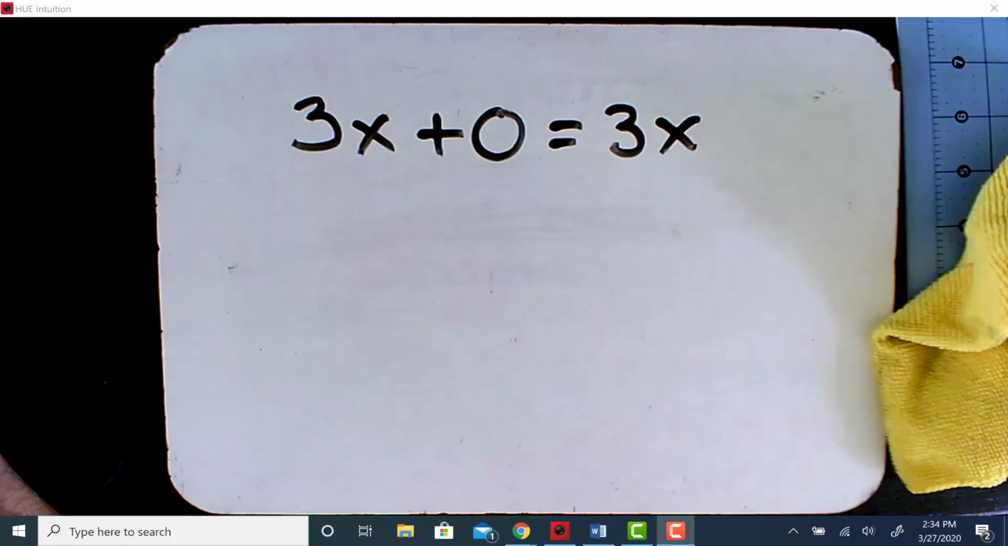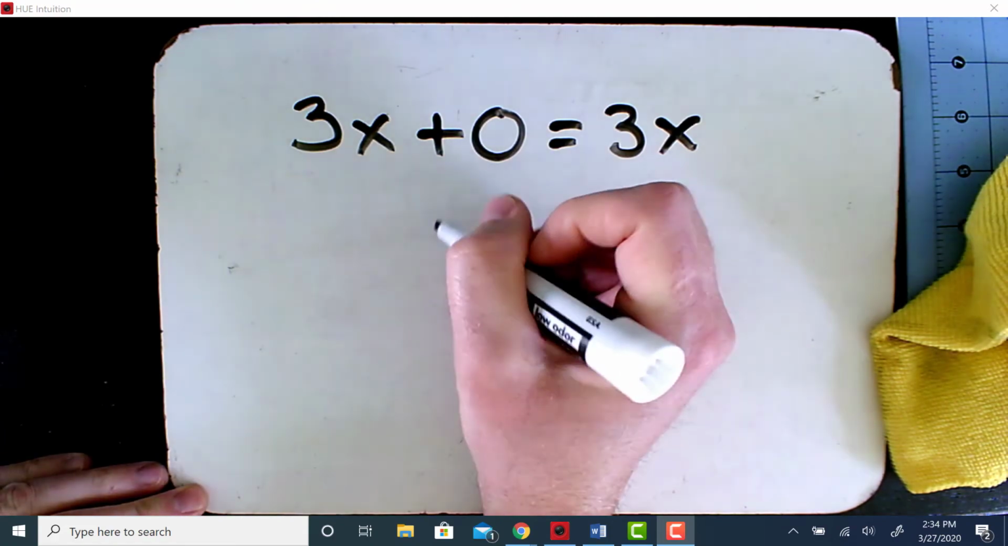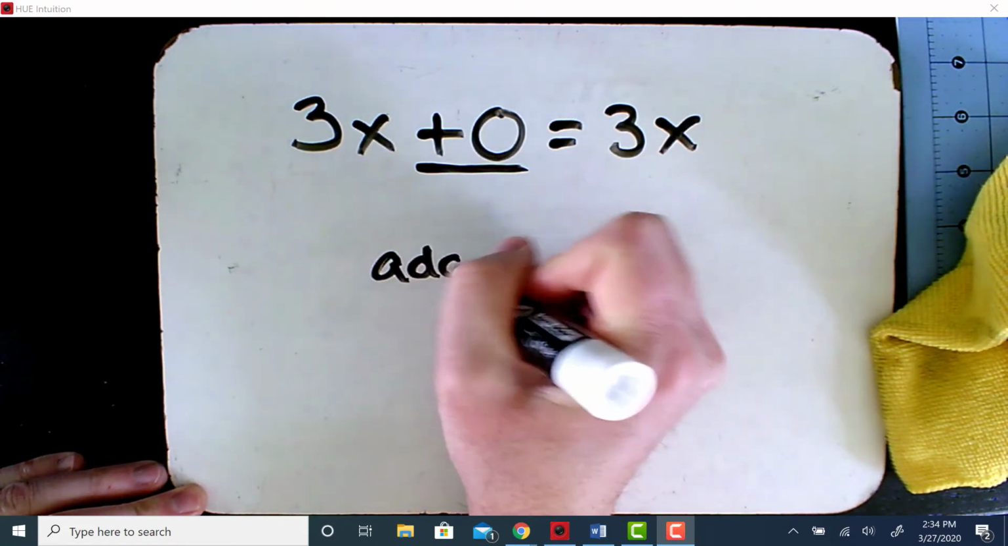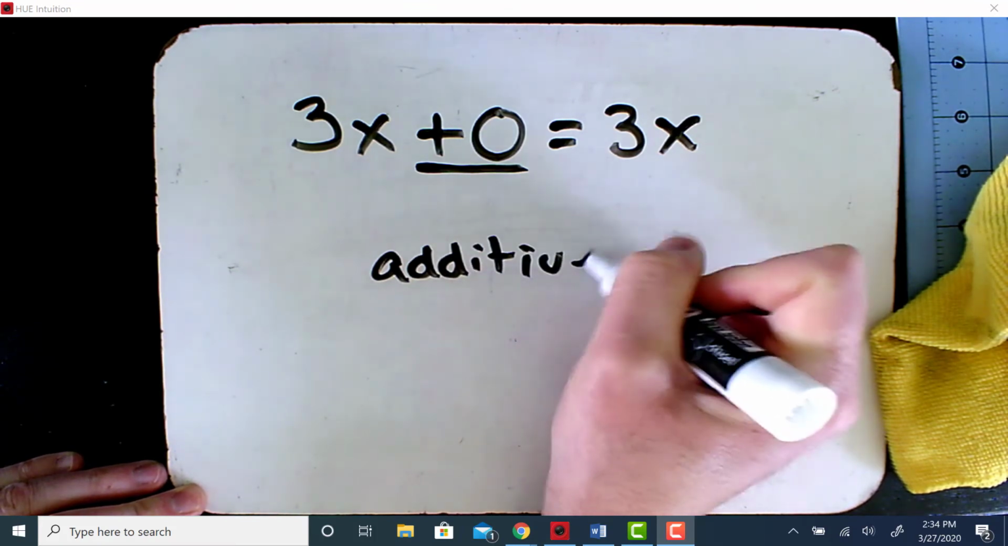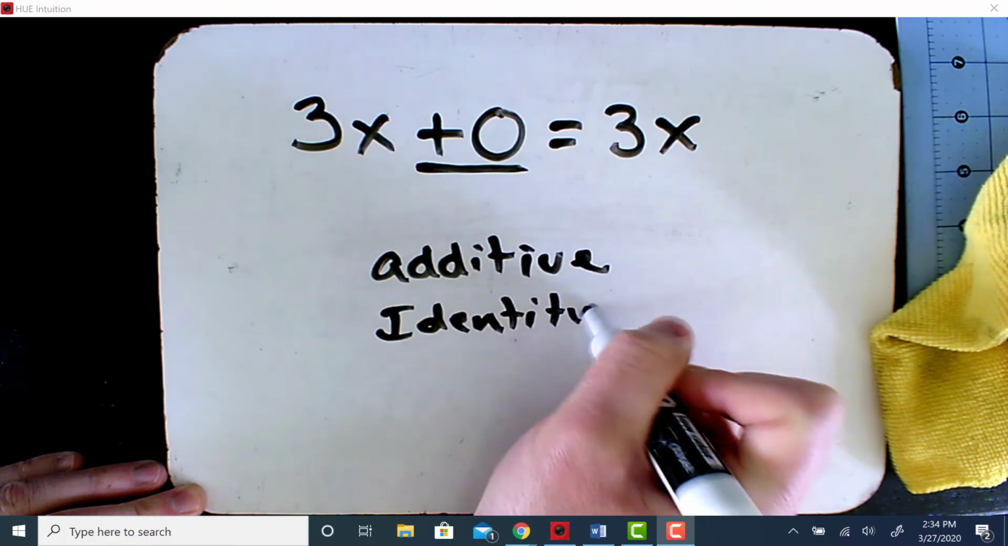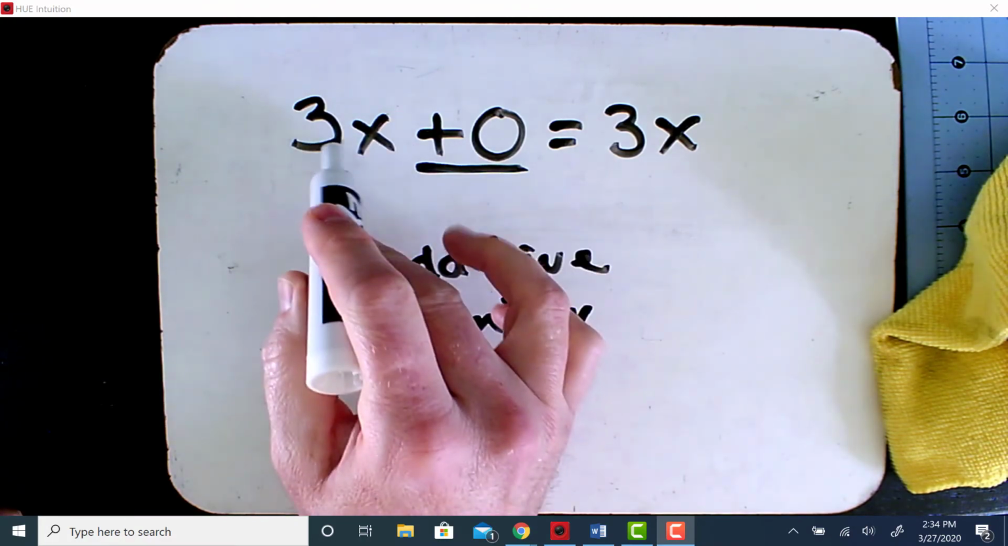Here we've got another example. We've got 3x plus 0 is equal to 3x. So which property are we dealing with here? That's right, we're adding 0. So this means we've got the additive identity. When I added 0 to 3x, it still just is 3x.